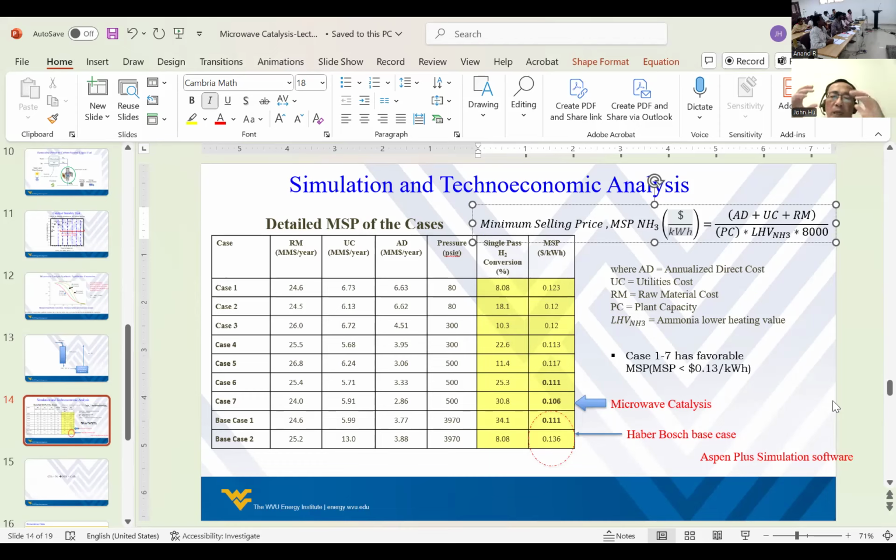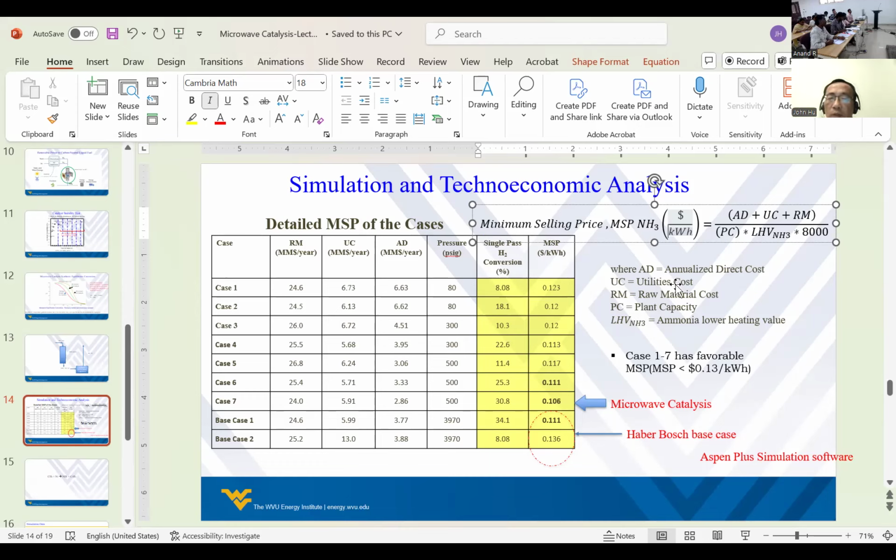They want everybody to calculate one unit of ammonia, which is one kilowatt hour of unit, how much the minimum selling price. Okay, so we do this Aspen simulation. In Aspen simulation, you have to have the so-called plant capacity, raw material cost, and utility. Utility means, in order to run the ammonia plant, you have to have a recycle and the compression and also the electricity cost. So those are utility costs.